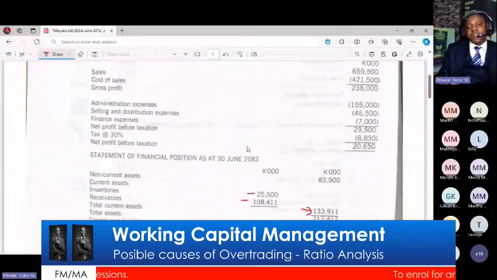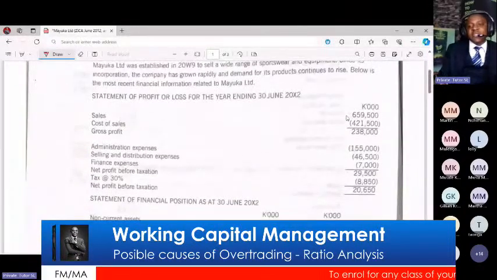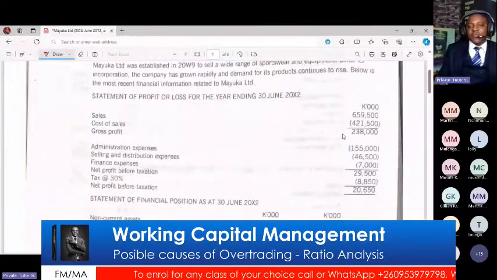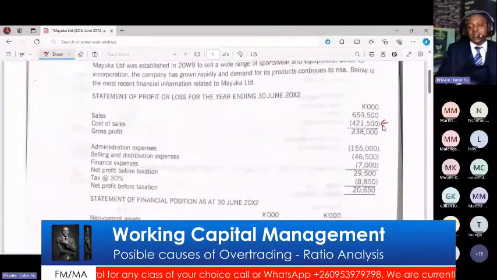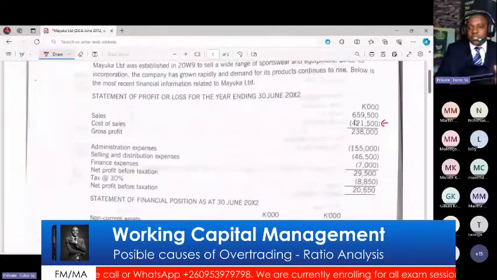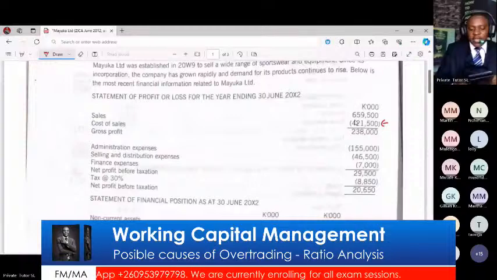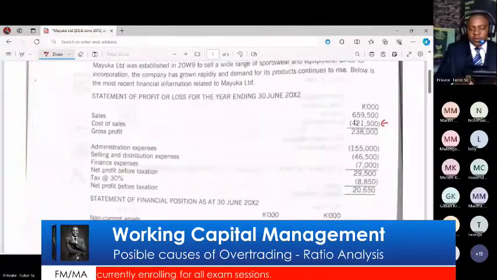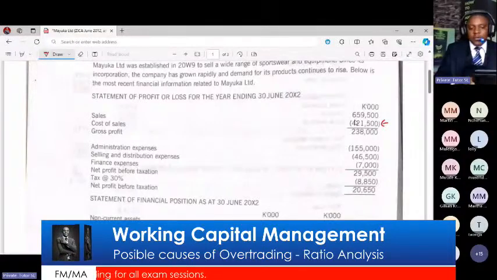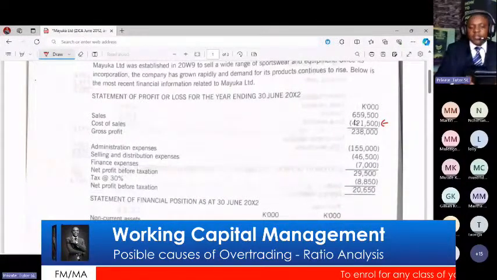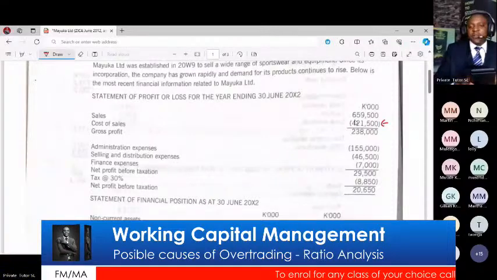If you go to the income statement, they look like they are selling, but the money is not coming in. Look at that. They have sales of 659,500. Look at the costs, 421,500. If you work out the percentage of cost in sales, you're going to be shocked. If you divide 421 by 659, you're going to see that the percentage of cost in sales is quite a lot.